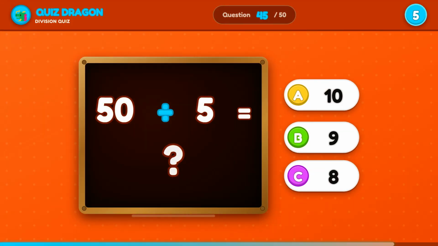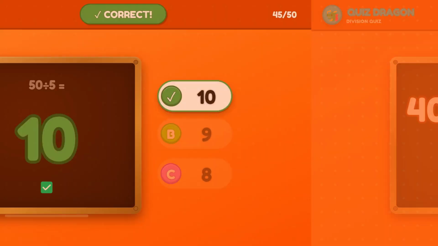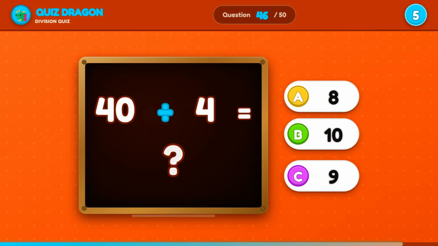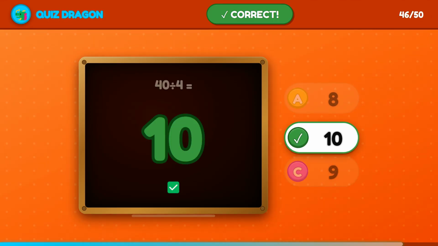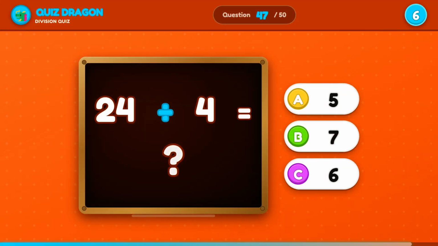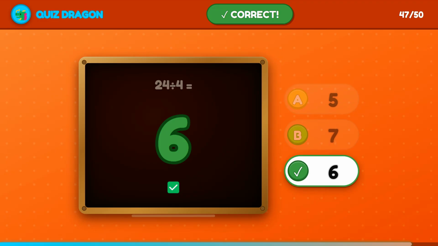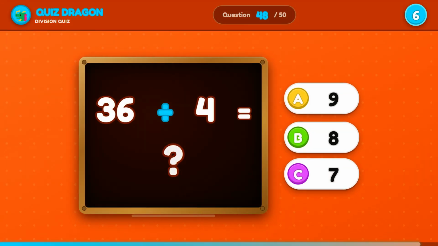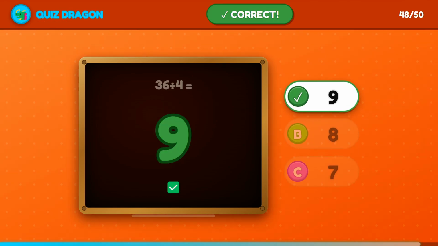Question 45. What is 50 divided by 5? The correct answer is A, 10. Question 46. What is 40 divided by 4? The correct answer is B, 10. Question 47. What is 24 divided by 4? The correct answer is C, 6. Question 48. What is 36 divided by 4? The correct answer is A, 9.